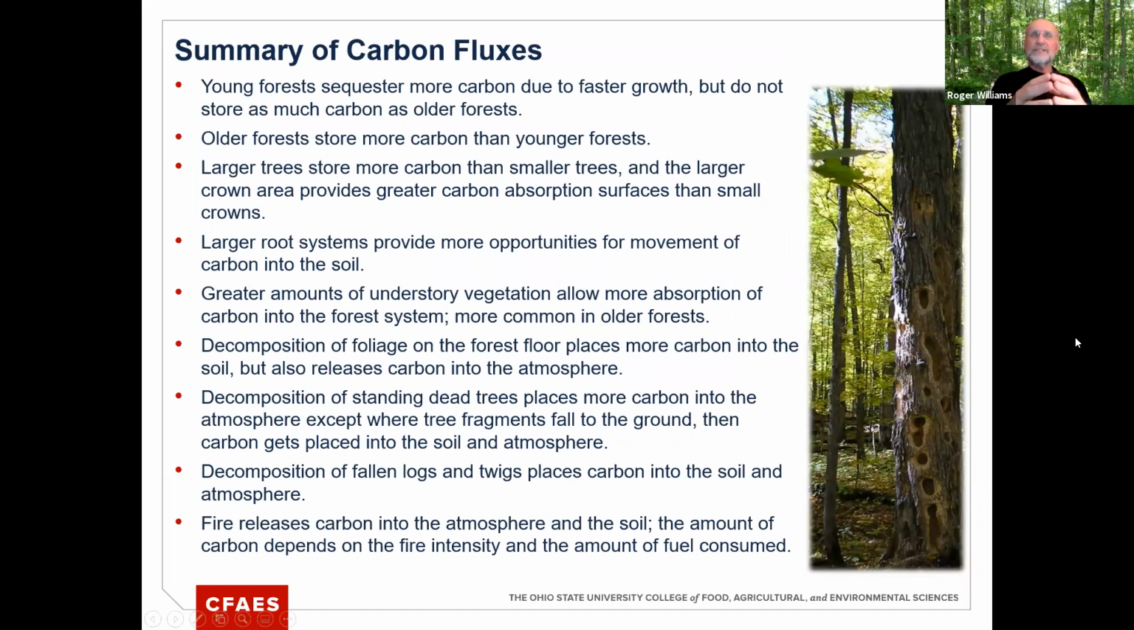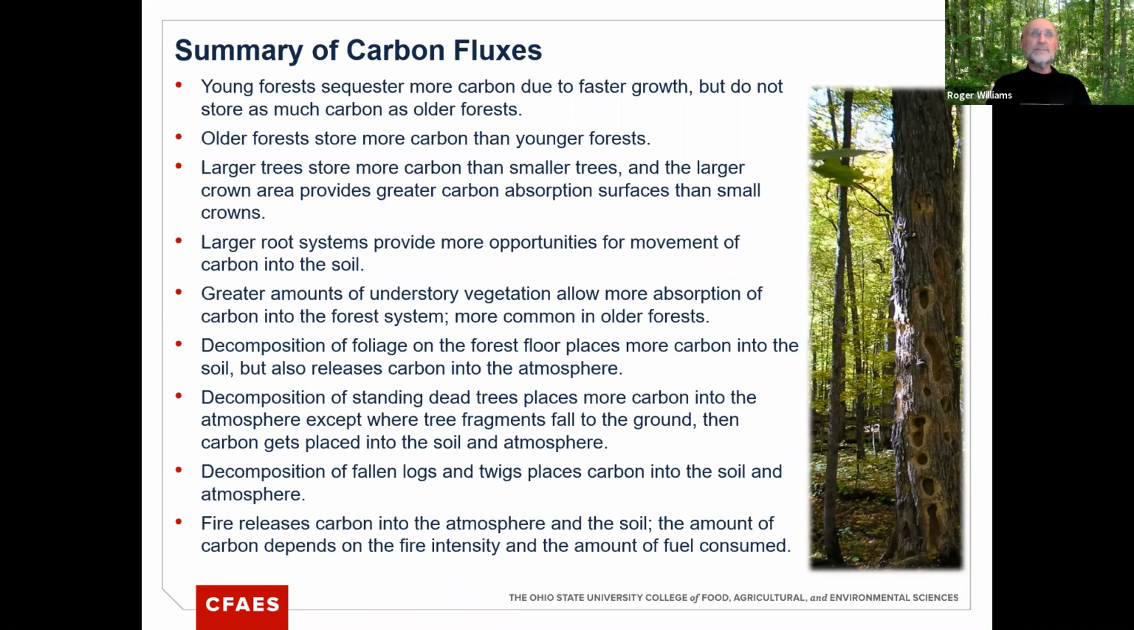So let me just summarize some of the things that we've just talked about here. All right. Young forests sequester more carbon due to faster growth, but do not store as much carbon as older forests. Older forests store more carbon than younger forests. Larger trees store more carbon than smaller trees, and the larger crowns of these larger trees provide greater carbon absorption surfaces than small crowns.